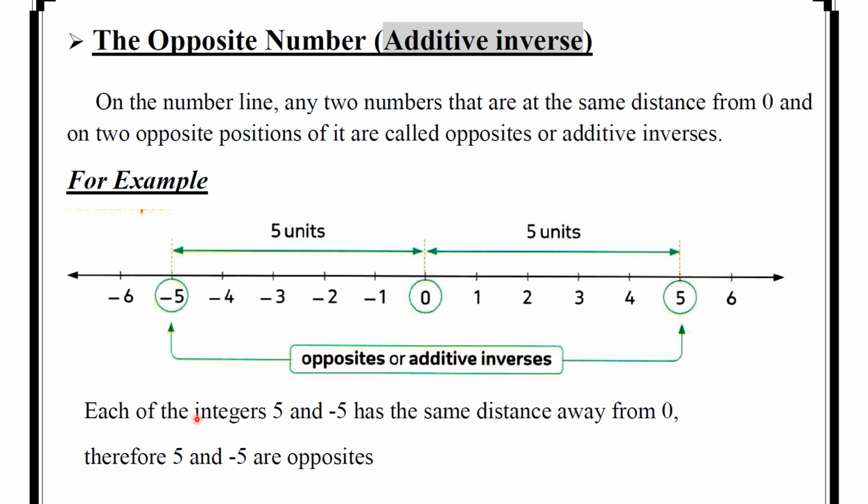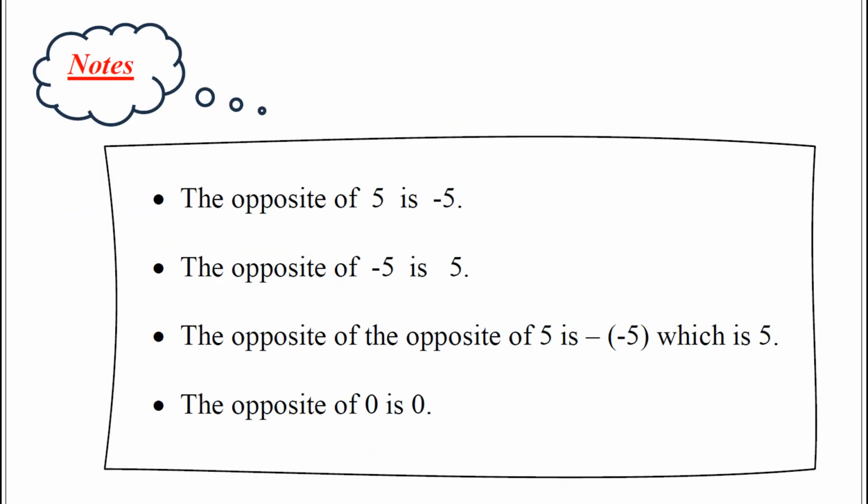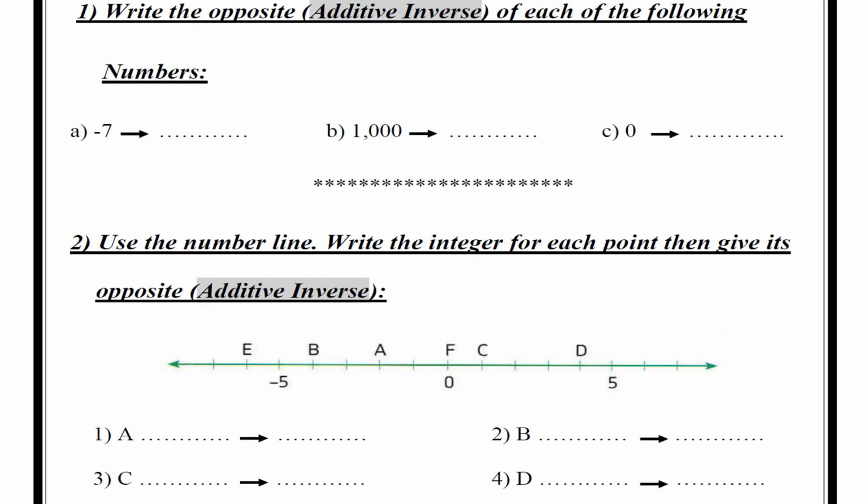Each of the integers 5 and negative 5 has the same distance away from 0. Therefore, 5 and negative 5 are opposites. Now we have to note that the opposite of 5 is negative 5. The opposite of negative 5 is 5. The opposite of negative, between brackets, negative 5, equals 5. The opposite of 0 is 0.